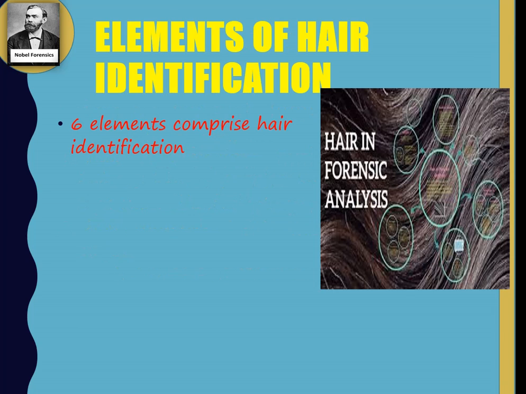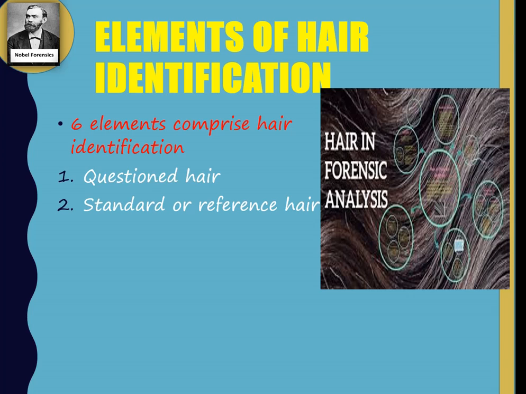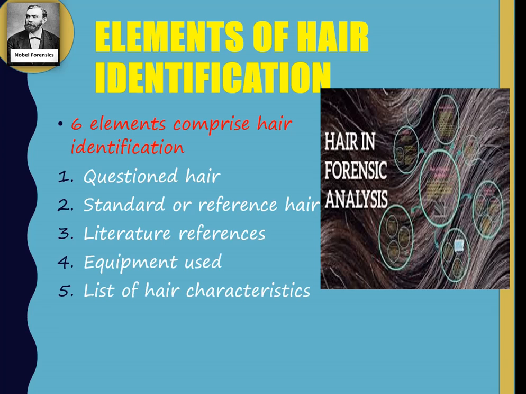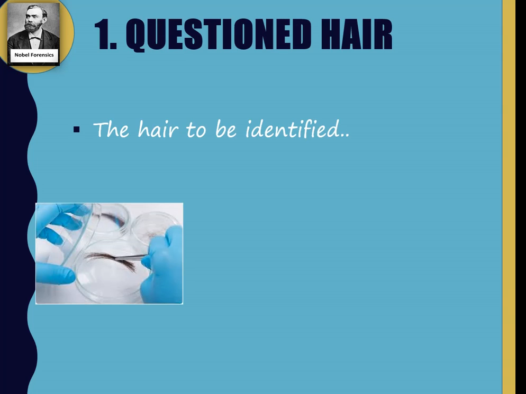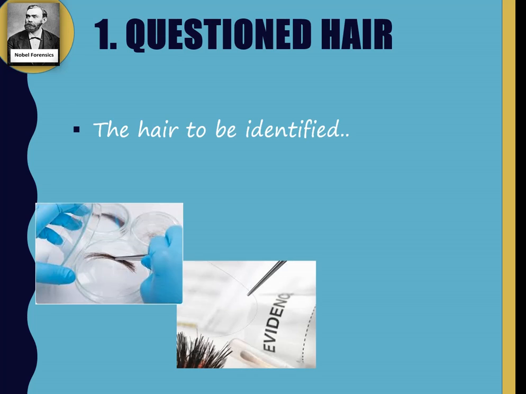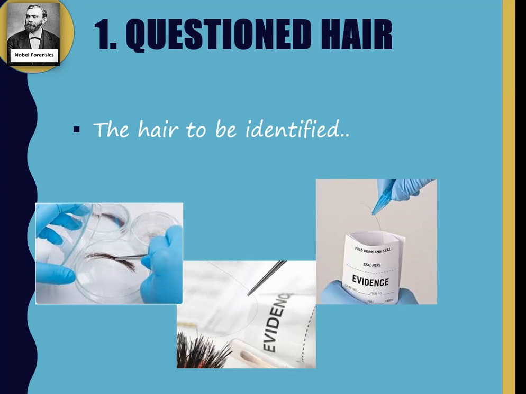There are 6 elements for hair identification. What are they? Questioned hair, standard or reference hair, literature references, equipment used, list of hair characteristics and the examiner. These are the 6 elements for hair identification. Very first one is questioned hair. The hair to be identified, which was found at the crime scene as an evidence. That is the questioned hair. And properly collected and packed, then sent to the laboratory, then they do analysis.